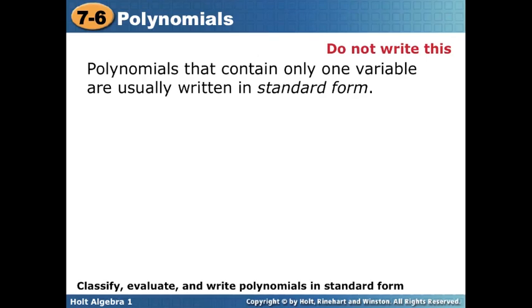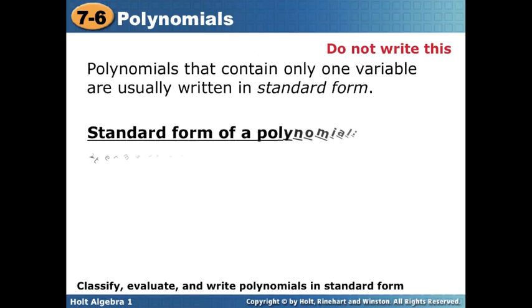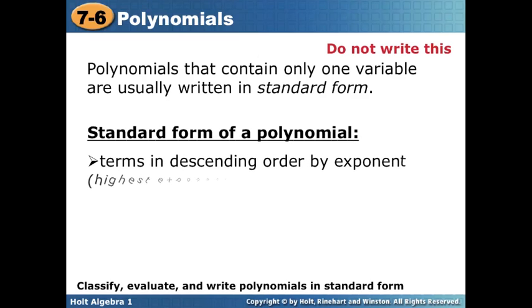Polynomials that contain only one variable are usually written in standard form. You do not have to write this information on your paper. Standard form of a polynomial, we will write our terms in descending order by the exponent. It will be highest exponent to lowest exponent when we write our answers in standard form.